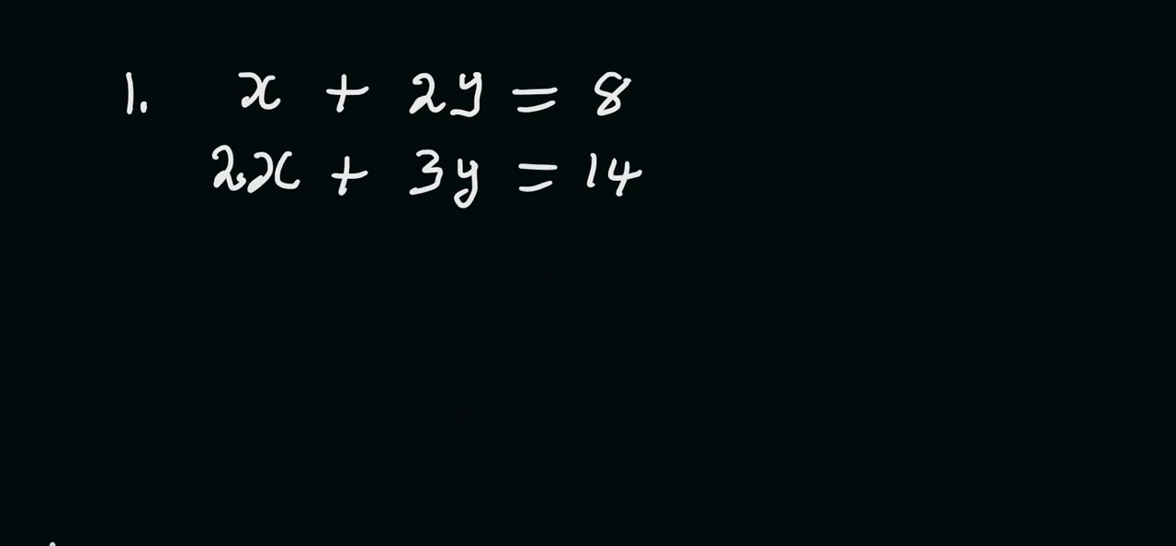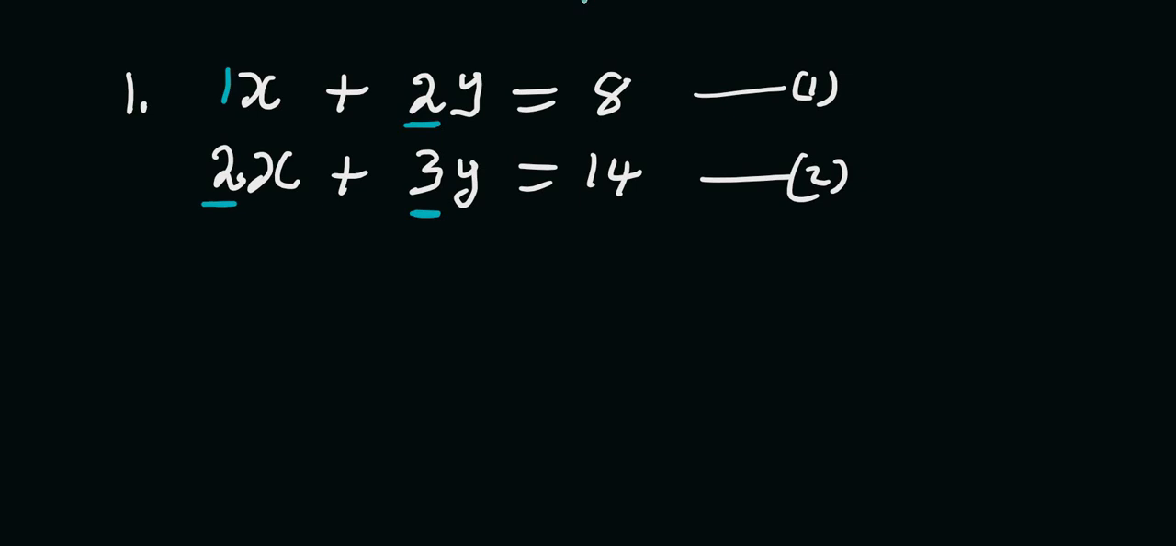So now the first thing we are going to do is label each of these equations. Label this as equation 1 and this as equation 2. After that, we also have to look at the coefficients of the variables. The coefficient of x here is 1. The coefficient of y over here is 2. The coefficient of y over here is 3. Then the coefficient of x here is 2.